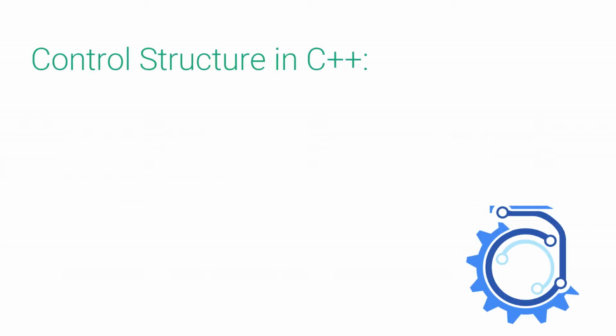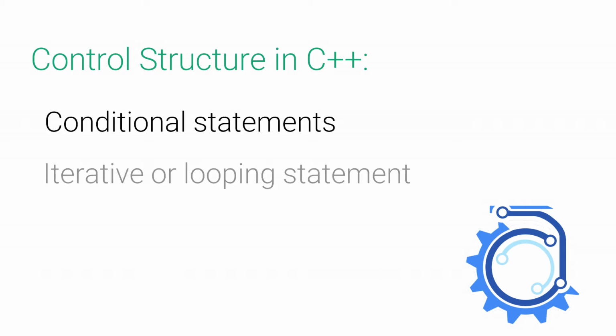Control structures in C++. A program is usually not limited to a linear sequence of instructions. During its process, it may bifurcate, repeat code, or take decisions. For that purpose, C++ provides control structures that serve to specify what has to be done by our program, when and under which circumstances. There are two control structures in C++. First, conditional statement, and second, iterative or looping statement.